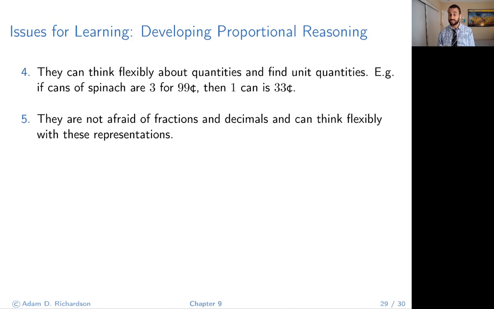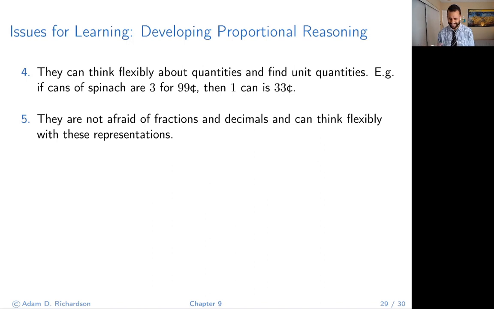They're not afraid of fractions and decimals, and they can think flexibly with these representations, passing in between percents, decimals, fractions. There's no fear there. And the way that they get to that point is through us, the teachers. We're the ones who help them feel comfortable with it by helping them get over their anxiety of not knowing the answer right away. Totally fine.